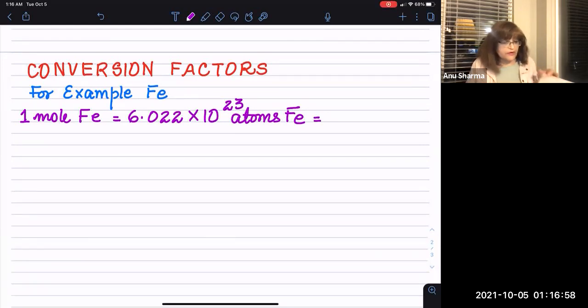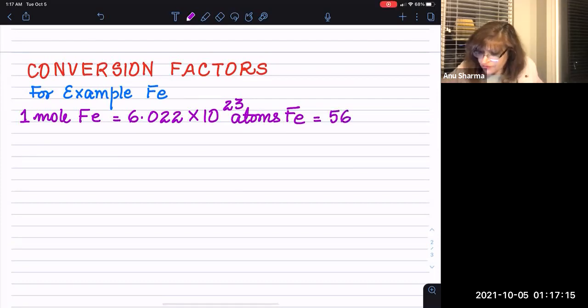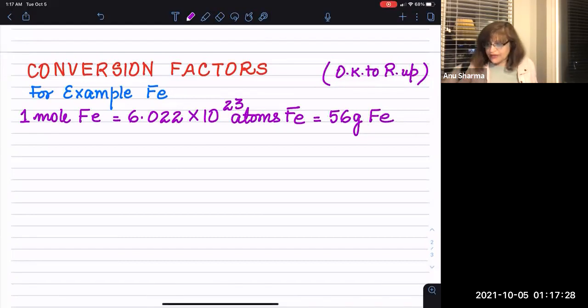What is the mass number of iron? If you look at it in the periodic table, iron is in group 3D, actually in the 4th row, and its mass is 55.86. So 55.86 can be written as 56. It's okay to round up. So 56 grams of iron. All right, so here we used iron.